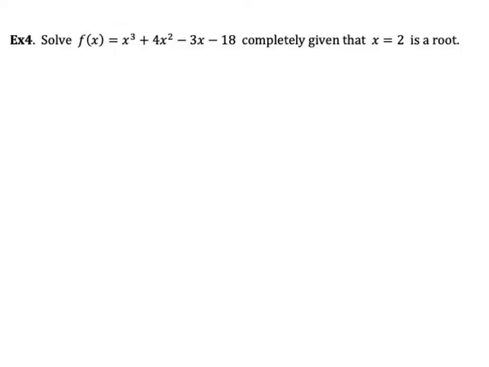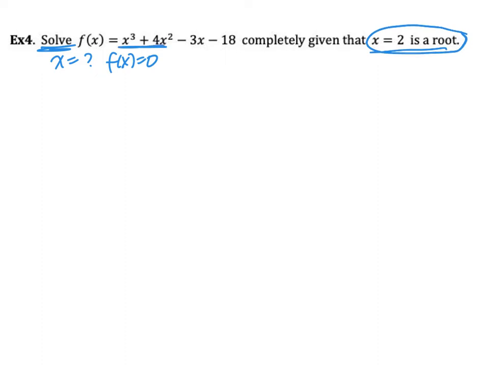All right, so here it says to solve this function completely given that x equals 2 is a root. Solve means to actually find your zeros. So when f of x equals 0, what are your x-intercepts? Solve means actually set it equal to 0 and find the solutions where the graph is going to cross the x-axis. We already know it's going to cross the x-axis at 2 because that's a root. But what else can I do?